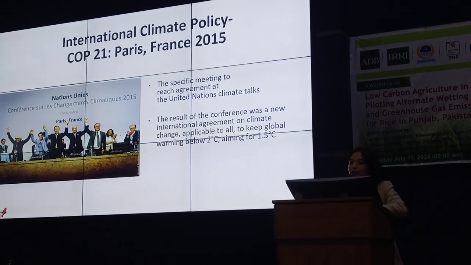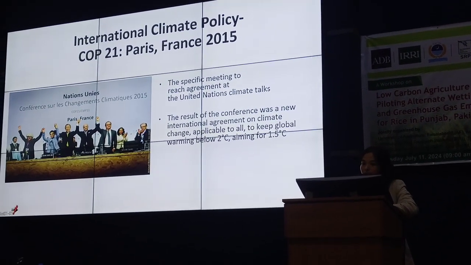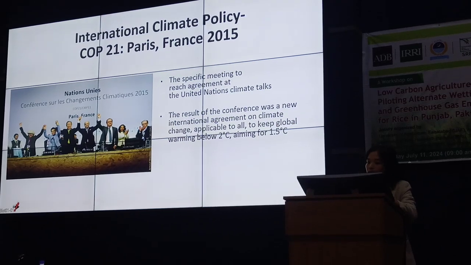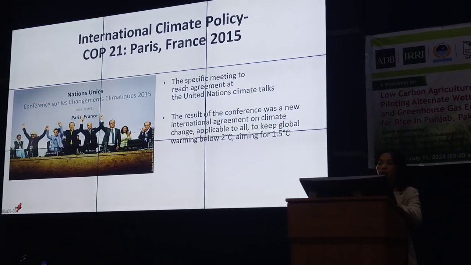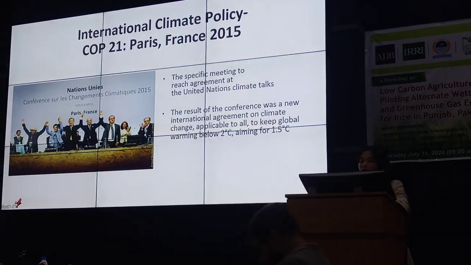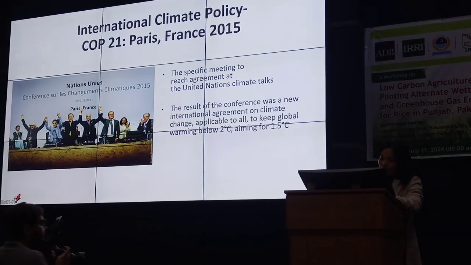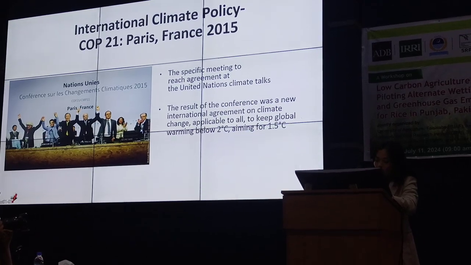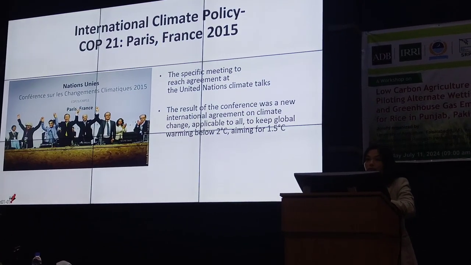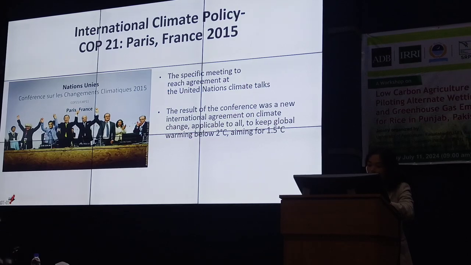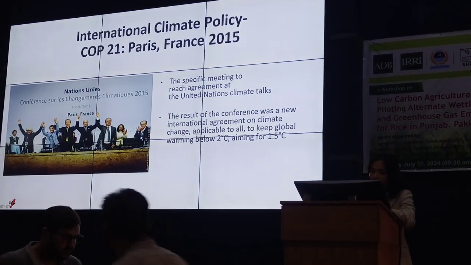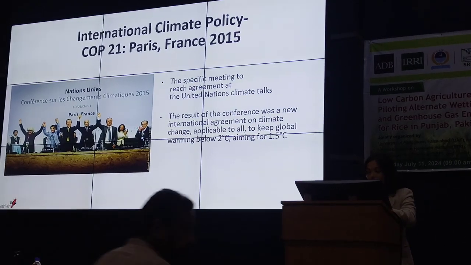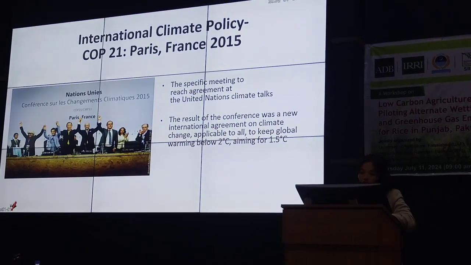The first one is the Conference of the Parties, COP. This is the specific meeting to reach the agreement at the United Nations Framework Convention on Climate Change. And this COP is where country representatives from around the world come to negotiate the agreement and to find a solution to address the problem of climate change.